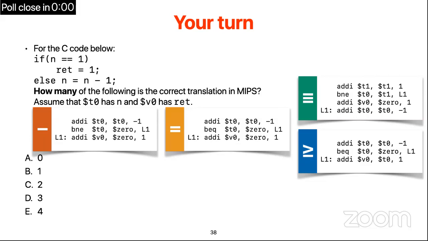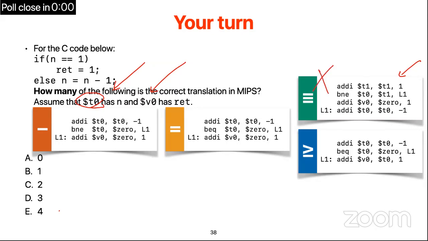Okay, so let's look at the third one, right? You think 3 is the most correct looking one. Yeah. So for this piece of code, we assume T0 has n, right? And V0 has return, right? So what is this line doing? That one is putting the value of 1 in a temporary register T1. But you don't know what is in T1 currently. So that's incorrect. This one doesn't work.